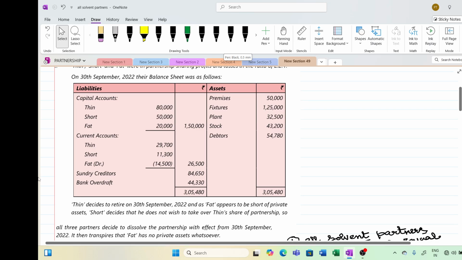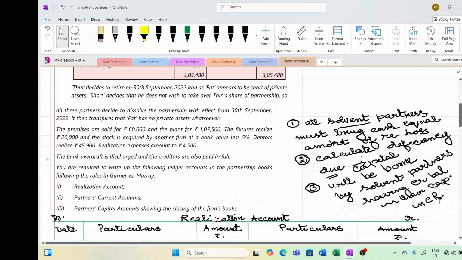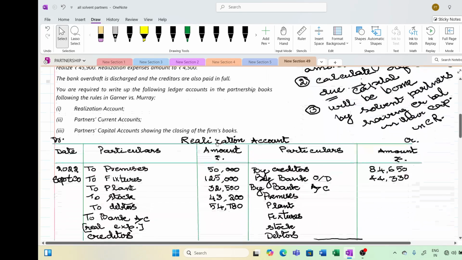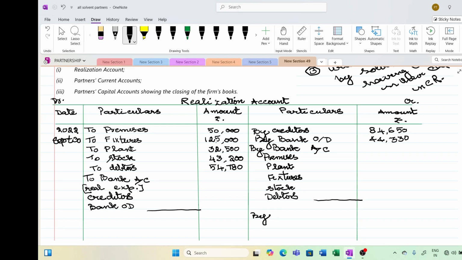Everything is closed. Now let us see how they are realizing the amount. The premises are sold for 60,000. Plant is sold for 1,07,500. So we have received money, so you have to write by bank account. Bank account will get debited. Premises will get credited. You can open your book if you want to check the amount also. Premises is realized 60,000.